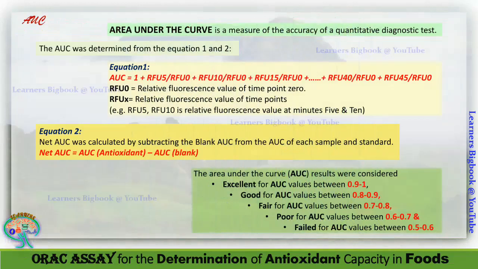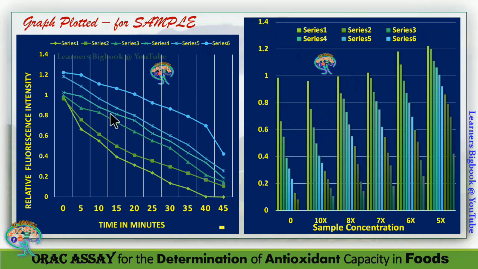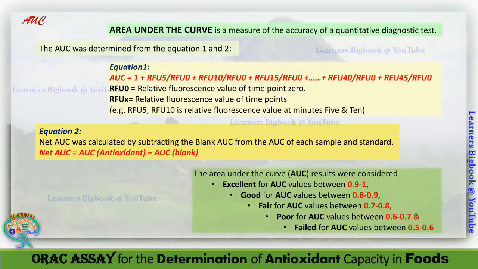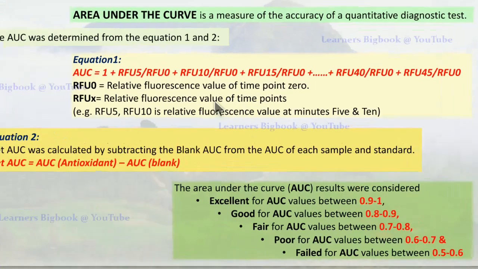Further is the area under curve calculation. This is the very important part of this particular experiment. So here you are going to do the calculation in the form of the area under the curve, where you are going to consider these graphs and take the calculation into consideration. So here the equations will be like this.